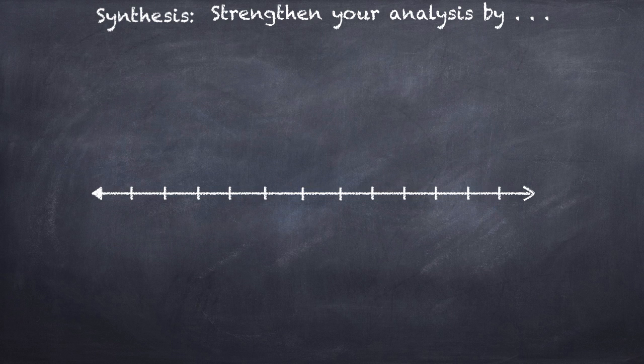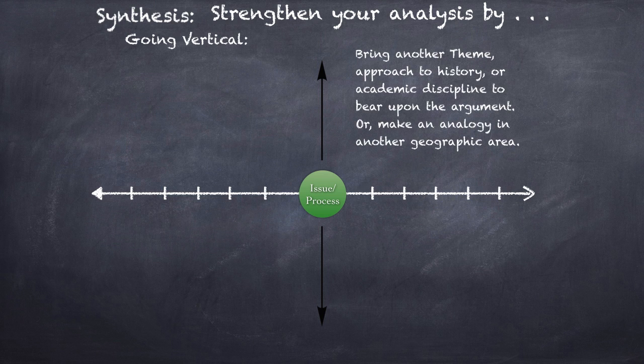So here's a way to visualize this. In any LEQ or long essay question, you're going to have to describe causation, analyze continuities and changes, analyze similarities and differences or periodization. So when you're doing that, you can think of synthesis by, first of all, doing something called going vertical. That means that you're going to stay within the time period that you're talking about, and you're going to make your argument stronger by bringing in another theme or approach to history, or an academic discipline to bear upon your argument. Or you can make an analogy or connection to a different geographic area. And in that case, it has to be one that's not defined by the prompt.